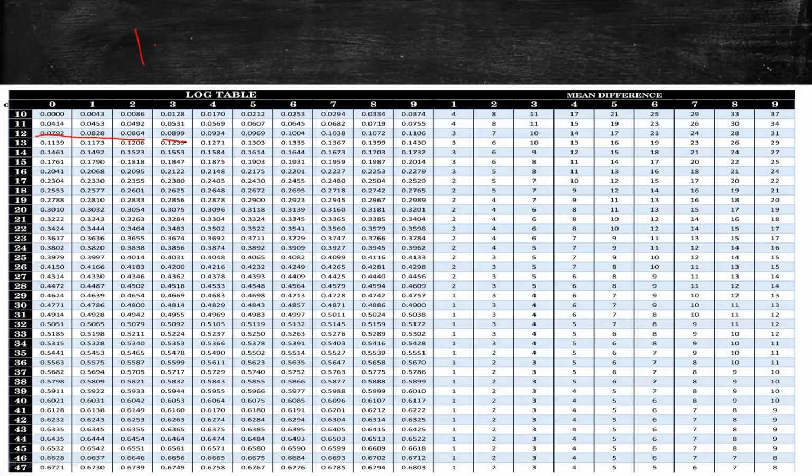0.0899, and 4 is nothing but 14, right? 0.0899 plus 14 means it becomes 3 here, 9 plus 1, 11, 9, 0.0913. So the log of the first number is going to be 1.0913 minus, because since it is division, you have to subtract.